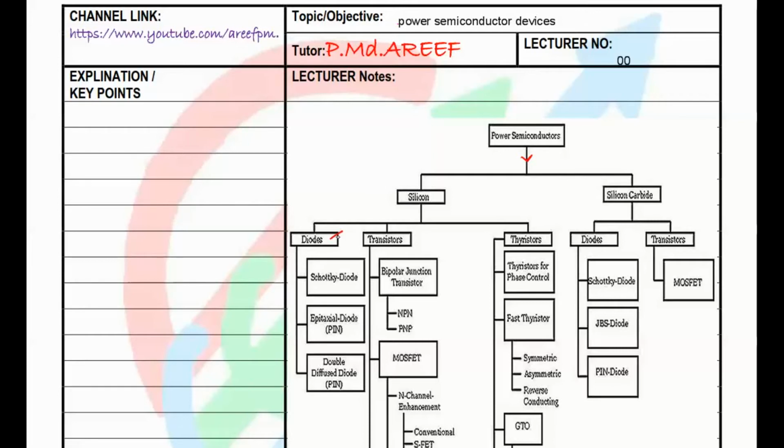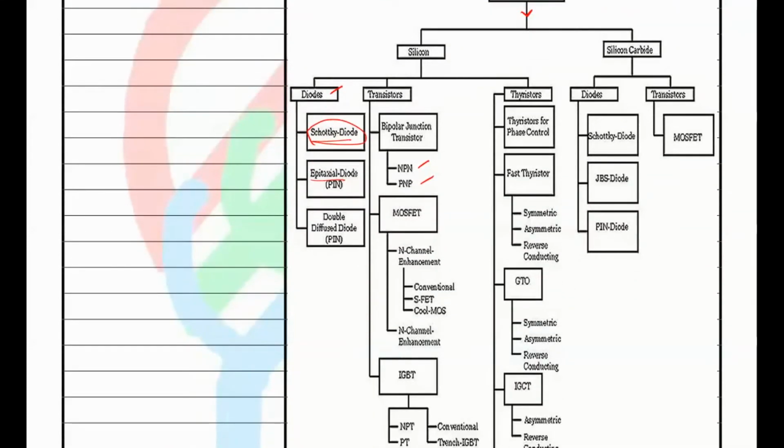So in silicon we have diodes. The diodes can be classified into Schottky diodes, epitaxial diodes and double diffused diodes. Most probably, from the exam point of view, the important one is the Schottky diode. You can expect some questions on the Schottky diode. And in transistors, we have BJT, NPN and PNP, and similarly MOSFETs, for very high switching operations here.